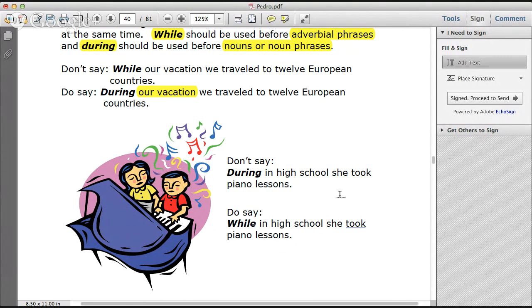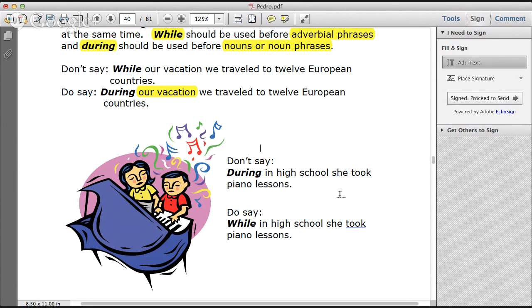You could say during her high school classes, or actually just take out "in." All you need to do is remove the word in, and you could say, during high school she took piano lessons. That's it. And it has the exact same meaning. So during high school or while in high school, the exact same meaning.